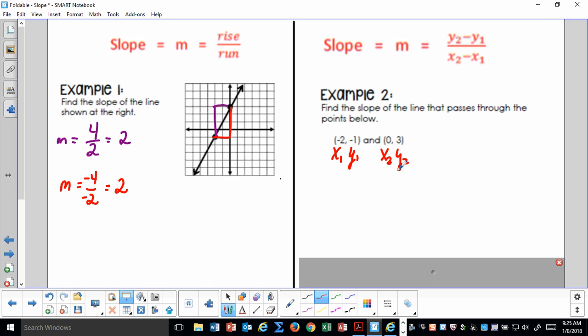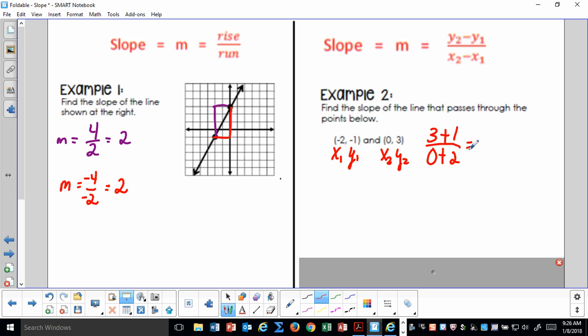So now that we've labeled our points, we're going to substitute into our slope formula, y2 minus y1 over x2 minus x1. So y2 is 3 minus y1 is -1, so 3 minus -1 is 3 plus 1. And for our denominator, we're going to take x2, 0, minus x1, which is -2. So again, minus -2 is plus 2, and that's our denominator.